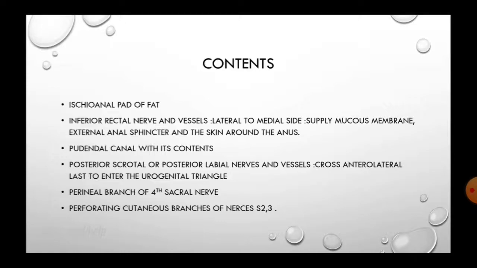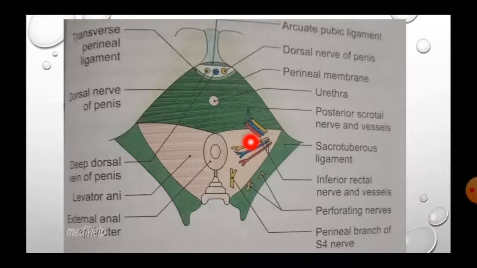The contents: we have the ischioanal pad of fat, then the inferior rectal nerve and vessels. They pass through the fossa from the lateral to the medial side. They arch upwards above the fat to supply the mucous membrane, external sphincter and the skin around the anus. Then we have the pudendal canal with its contents, which is present on the lateral wall of the fossa.